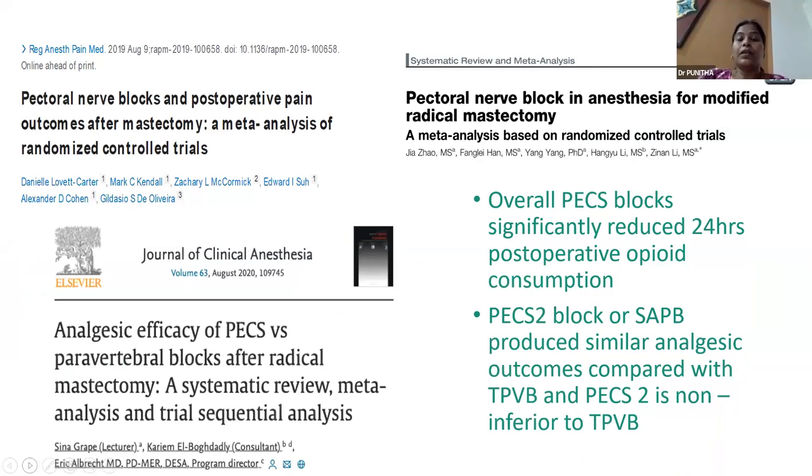So there are a few meta-analyses available comparing the PEC block with the paravertebral block in the modified radical mastectomy group of patients. Overall, the PEC block significantly reduces the 24-hour postoperative opioid consumption. The PEC block or the serratus anterior plane block produced similar analgesic outcomes compared with the gold standard thoracic paravertebral block. And the PEC 2 block is non-inferior to the thoracic paravertebral block.